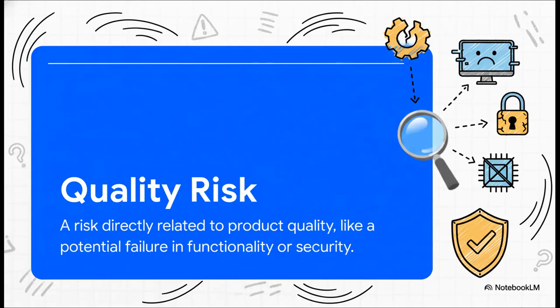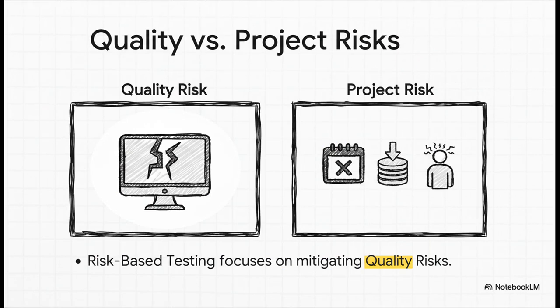Okay, so before we can start managing risks, we gotta know what we're actually looking for, right? The syllabus has a specific term for this: quality risks. Think of these as potential problems that are baked right into the product itself. You know, stuff that can make it crash, run super slow, have a security hole, or just not do what it's supposed to do.